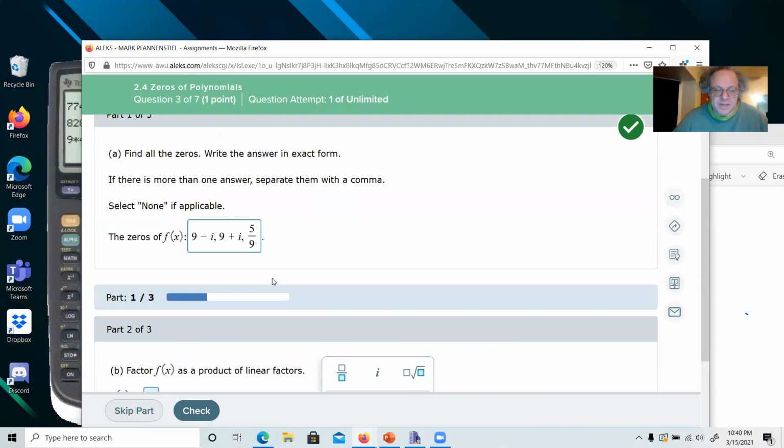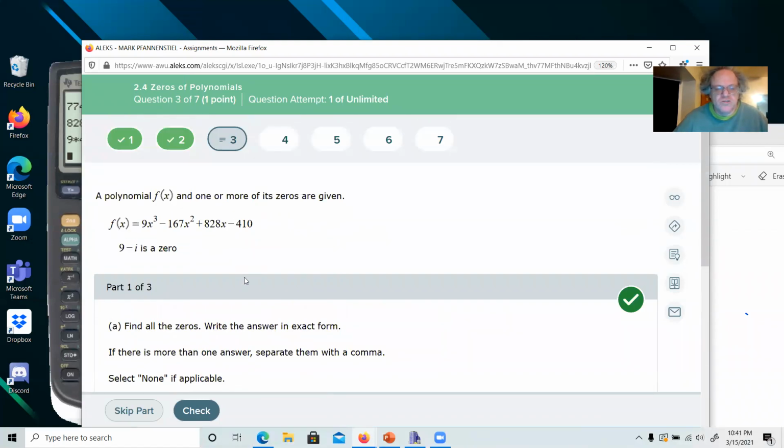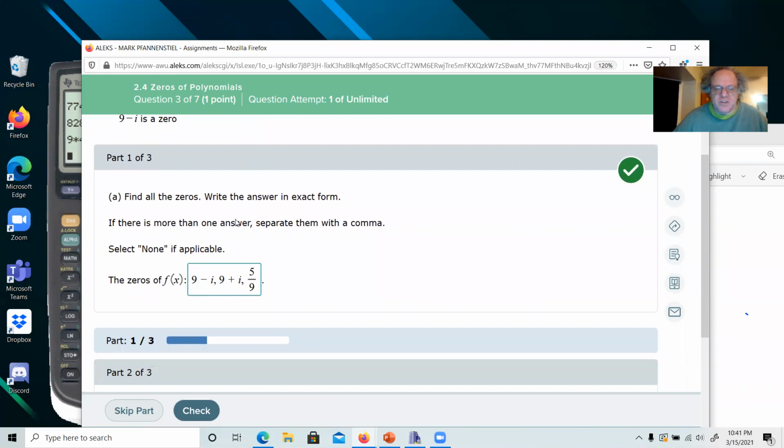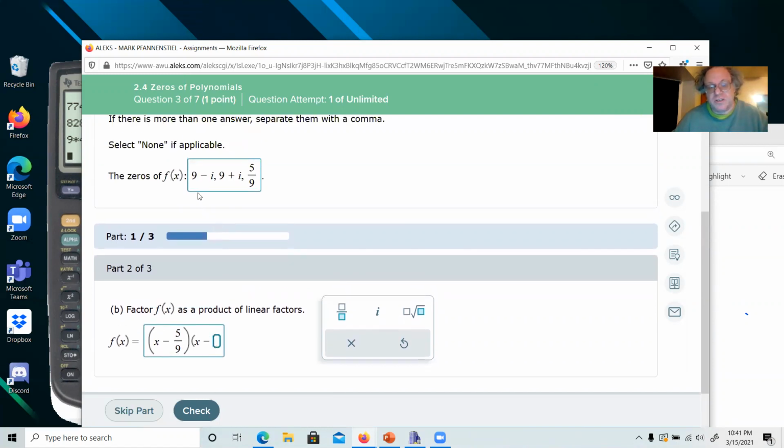All right. And then write them as a product of linear factors. They don't tell us that we have to do integer values here, so I think we can just go ahead and say x minus 5/9, and I think it'll take it. Right? And then here's what we're going to do. We're going to say x minus, and I usually just put this in parentheses, x minus parentheses 9 minus i. Oops, I need a 9 minus i.